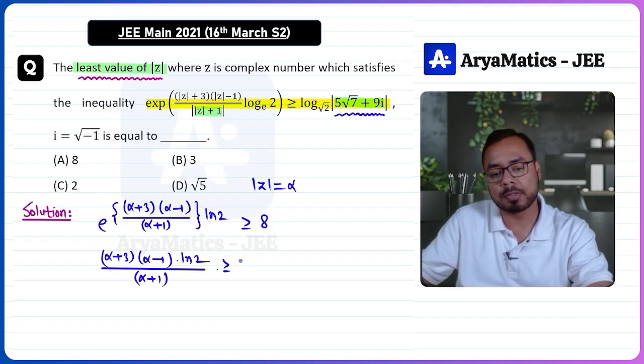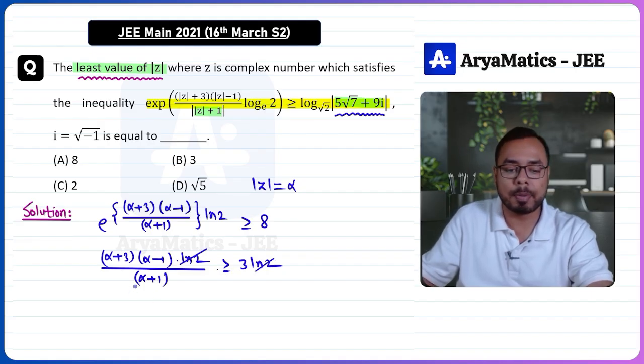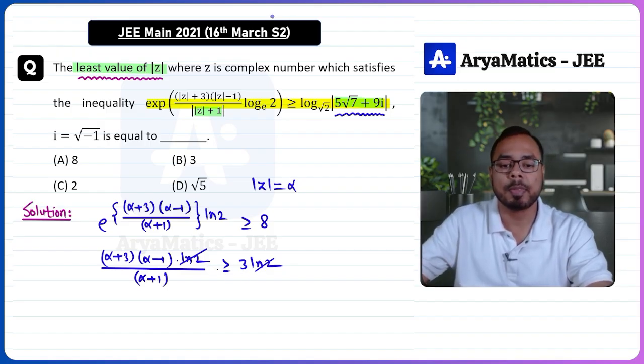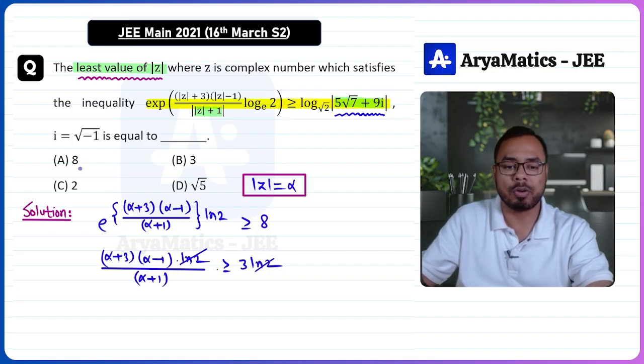8 is 2 cubed, so this we can write as 3 into ln2. Now ln2 you can cancel from both sides, and remember alpha is a positive number, so we can do cross multiplication. Ideally, in order to solve such type of inequality, take 3 on one side and then we need to solve. But we know that alpha is modulus of this complex number. Alpha is mod z, so alpha cannot be negative. It has to be positive, and it cannot be 0 also, because here all the options are non-zero options.